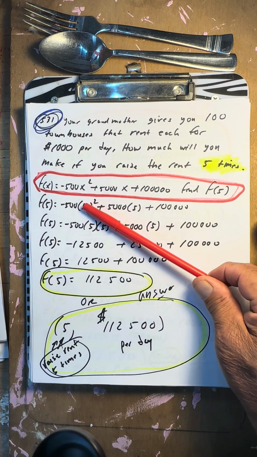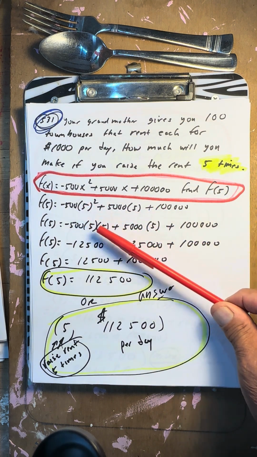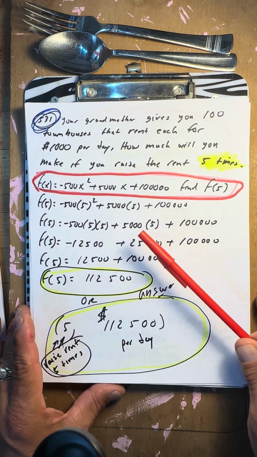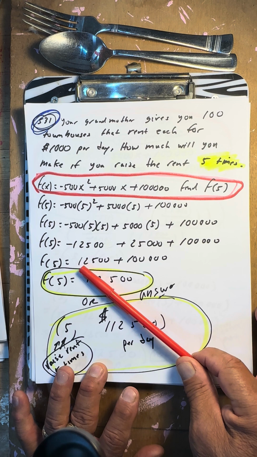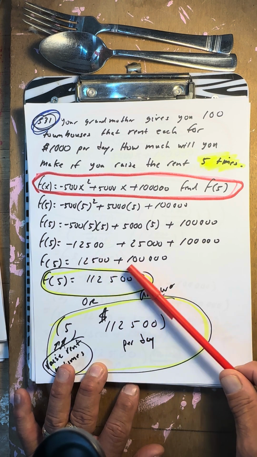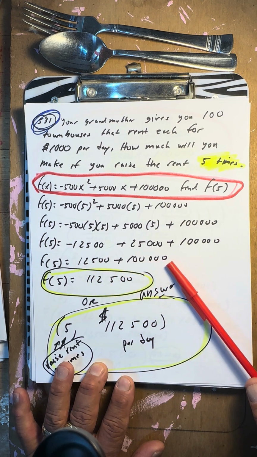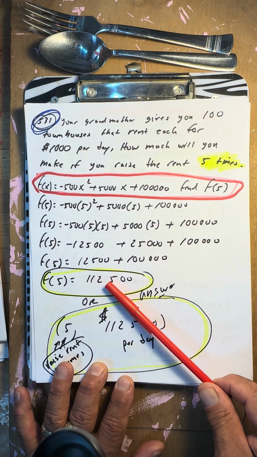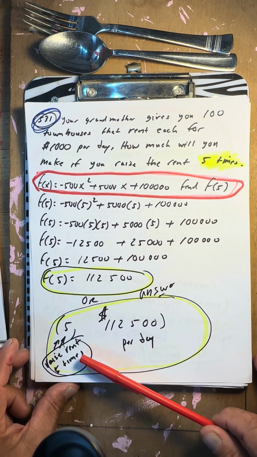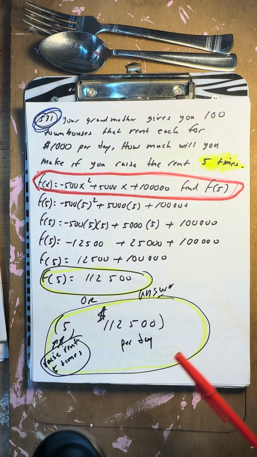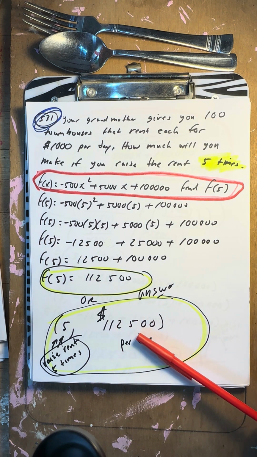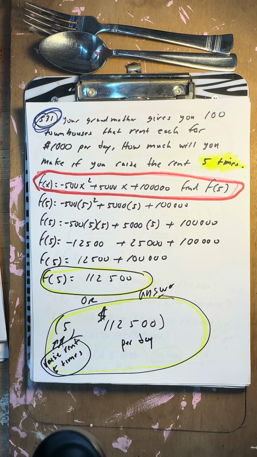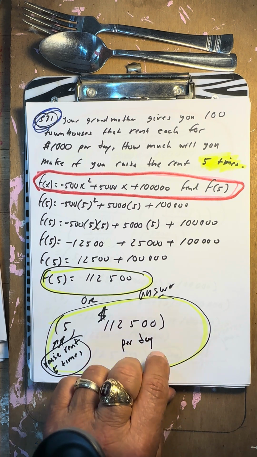f of 5. So put a 5 there, 5 there. So 5 times 5, 25, times this is this number. And 5 times that is this number. And that. So these together is 12,500 plus 100,000. So I got 112,500. So if I raise the rent 5 times, I'll get what? Now I get 112,500 per day. That's a little bit better. You can manage with that, right?